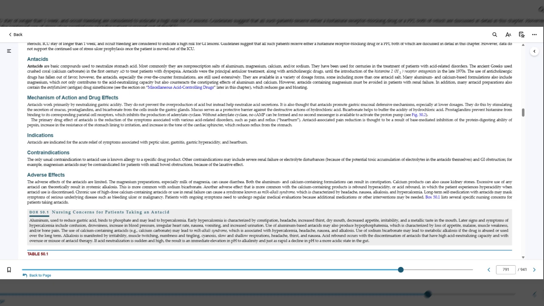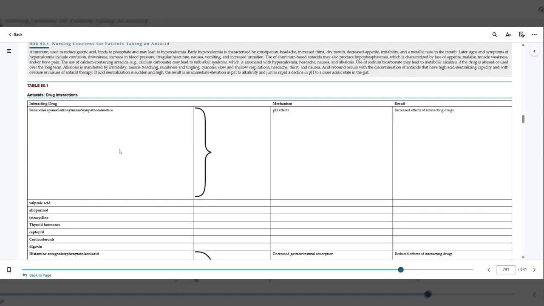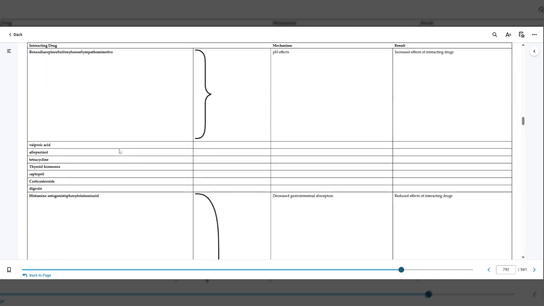One of the things we want to make sure, if we are taking antacids, is that we're not hiding an underlying problem. So with any of the medications in this chapter, if they take the medication for a long period of time, we want to make sure they're following up with the healthcare provider to make sure we're not masking an underlying problem. Great table, 50.1, that mentions some of the interactions.